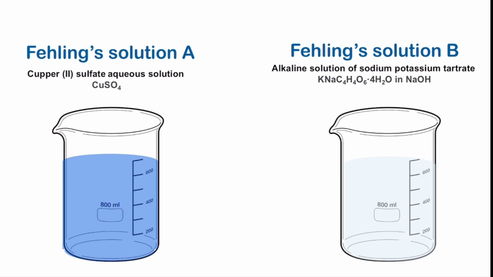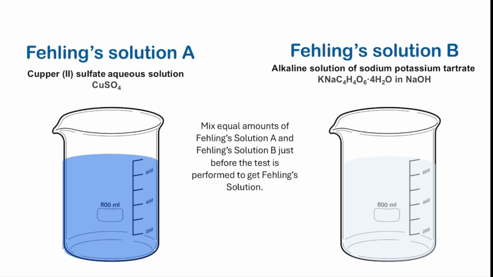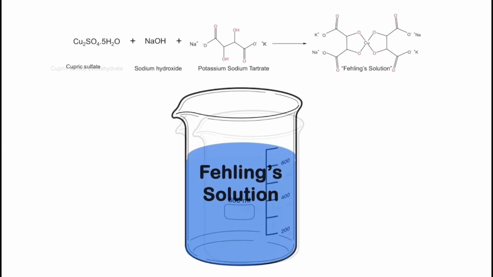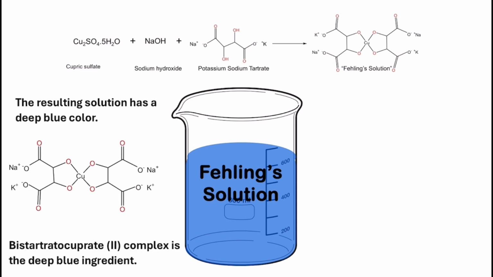For the test, both solutions are mixed in equal amounts so that the copper and the tartrate ions react to form a deep blue complex. The reaction that takes place may be summarized as follows. The copper sulfate reacts with sodium potassium tartrate salt under basic conditions to form the bis tartrato-cuprate 2 complex, known as Fehling's reagent. This complex is responsible for the deep blue color of the solution.